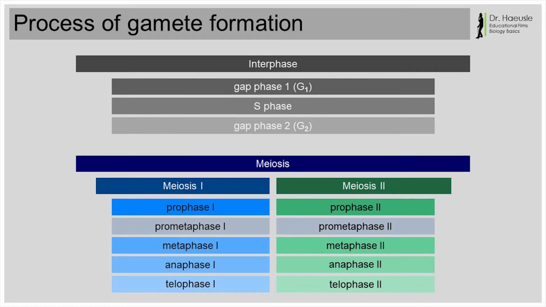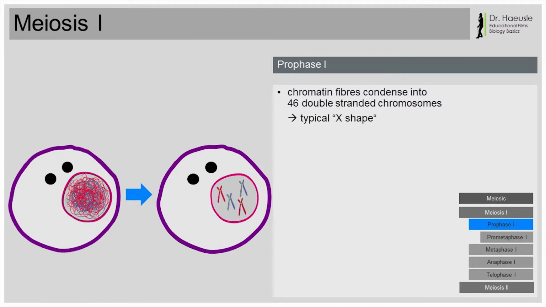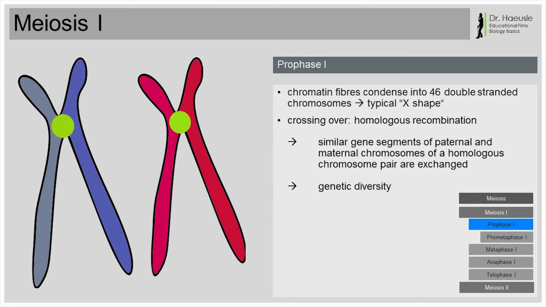Let's begin with meiosis 1. After the DNA got replicated during S phase and checked for mistakes during G2 phase, meiosis starts with prophase 1. In prophase 1, the chromatin fibers in the nucleus condense into 46 double-stranded chromosomes. What follows now is the first fundamental difference between meiosis and mitosis. The homologous chromosomes get together as pairs, the homologous chromosome pairs. After that, crossing over takes place.